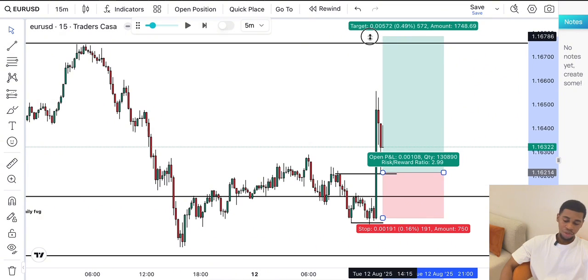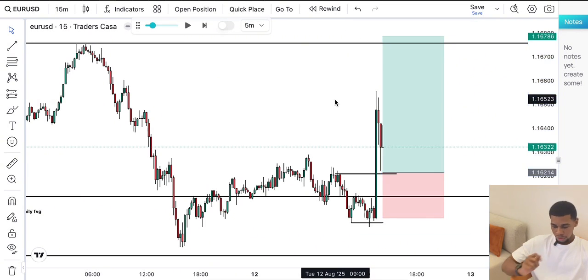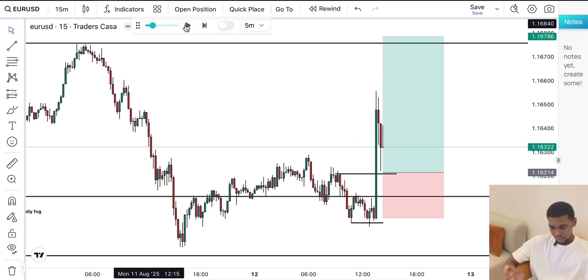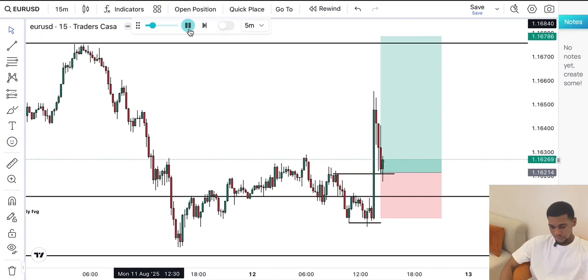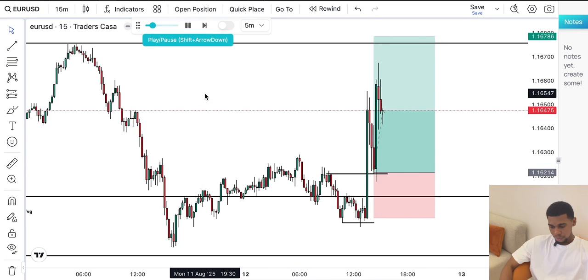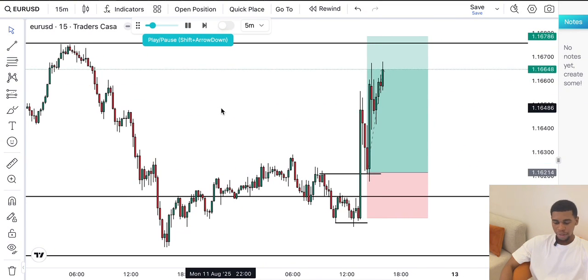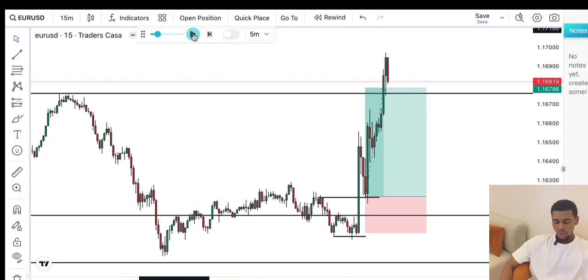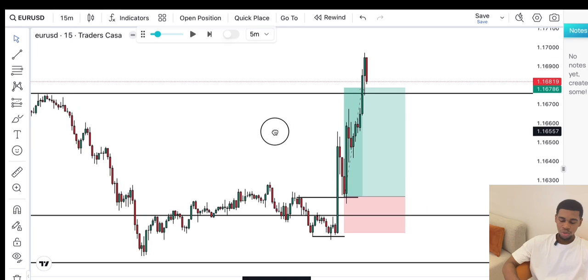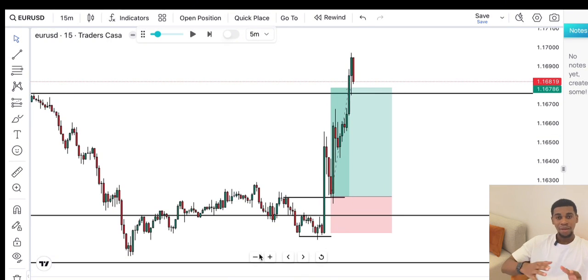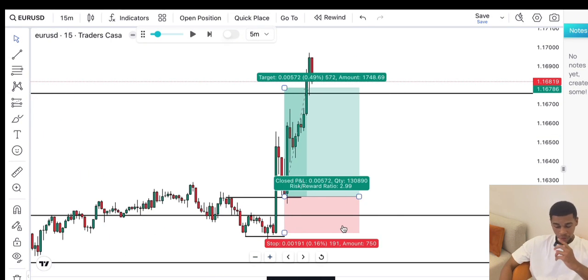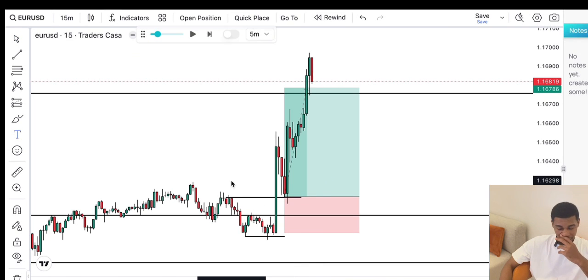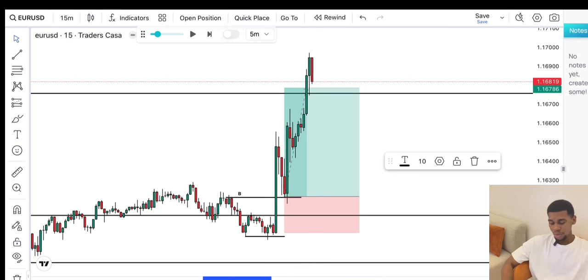This is a 1:3 risk to reward ratio, right? So let's see how the market plays out. And right there, TP right there. Do you understand? So you want to trade in line with the trend. That's number one. But you also want to see the market align with the things that you want to see.